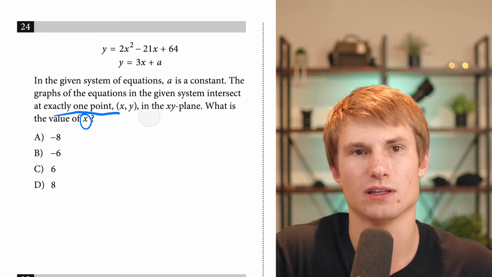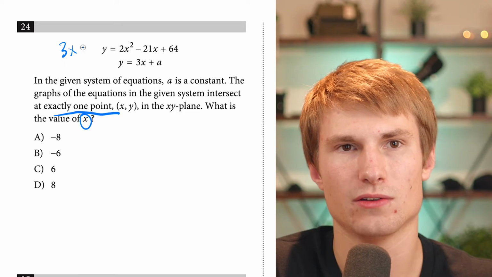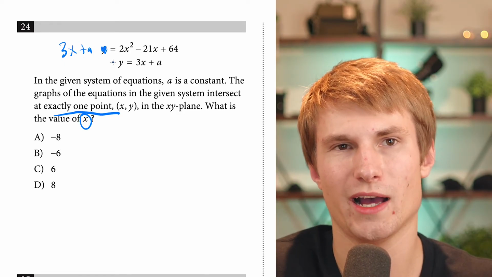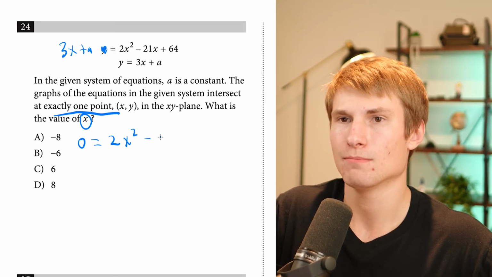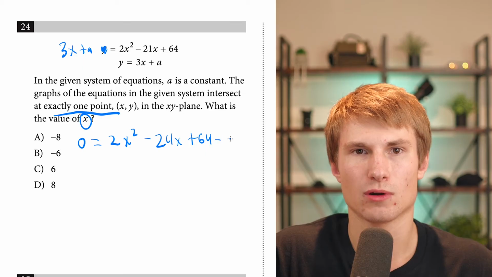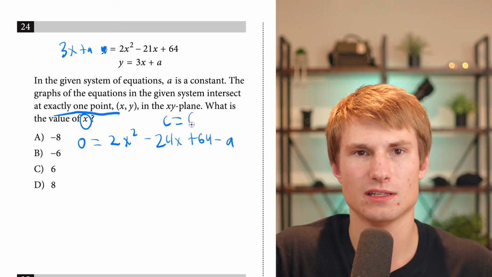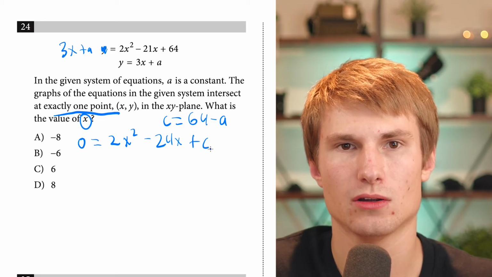So from there, let's go ahead and get this all set equal to 0. So we got this 3x plus a. I'll substitute in for the value of y. From there, I'll scratch out y. I'm going to get it set equal to 0, so I'll have 0 is equal to 2x squared minus 24x because I subtract 3x from both sides. And then we have plus 64 minus a. From there, I'm going to say that c is equal to 64 minus a. That way I can substitute in a constant value right here.